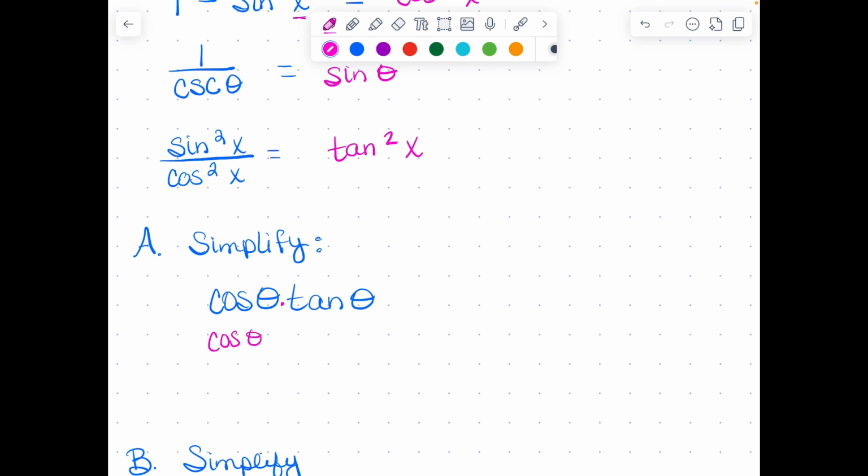We don't have to rewrite it as 1 over secant, because there's no other secant in there. So we want to try to leave things as simple as possible. But tangent can be rewritten as sine of theta over cosine of theta. And then we can reduce, so these cosines reduce away, and we're left with just sine of theta. So cosine theta times tangent theta reduces down to sine of theta.